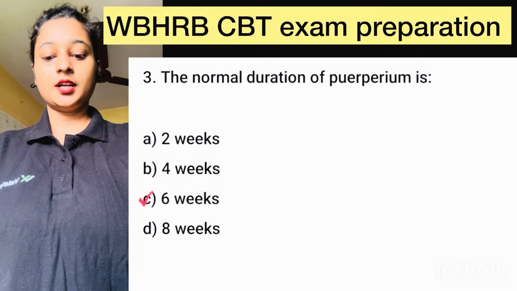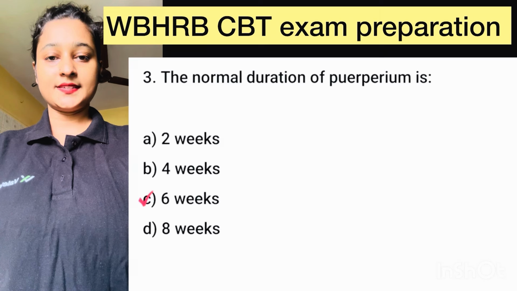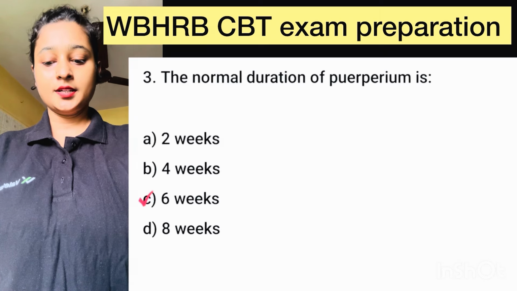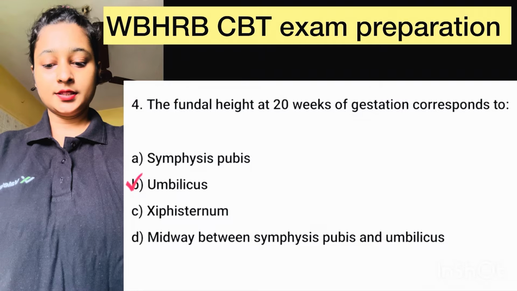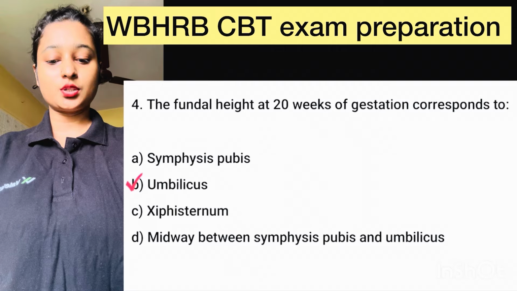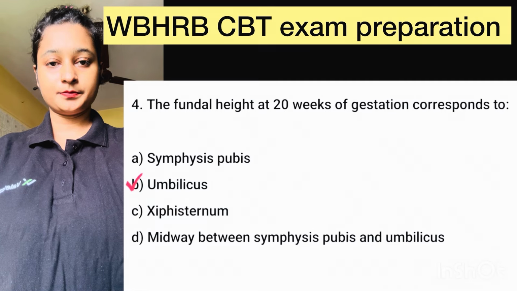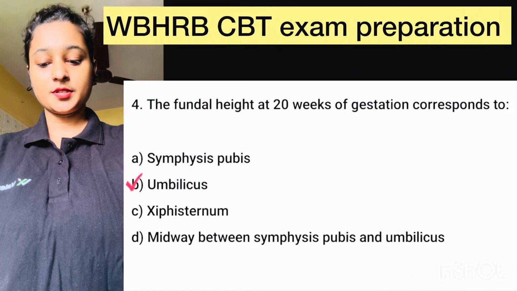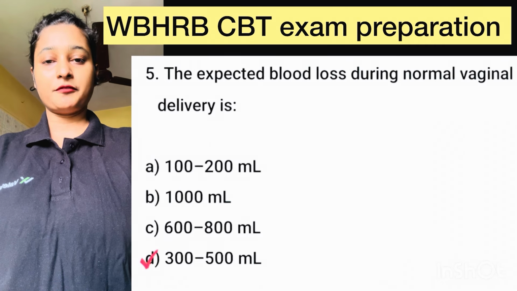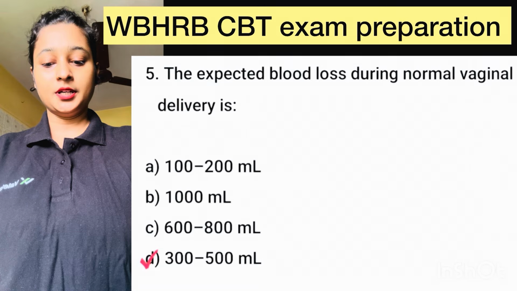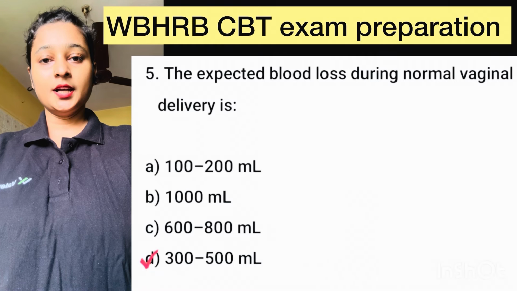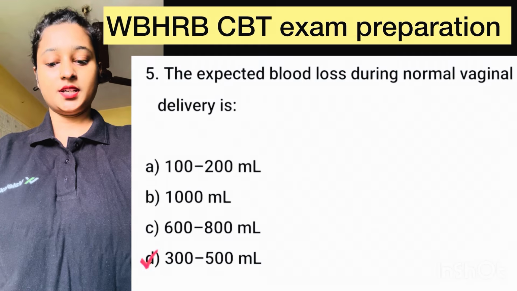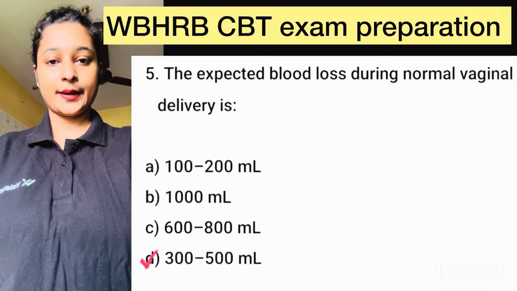Question number 3. The normal duration of puerperium is. Here correct option is option C, 6 weeks. Question number 4. The fundal height at 20 weeks of gestation corresponds for. Here correct option is option B, umbilicus. Question number 5. The expected blood loss during normal vaginal delivery is. Here correct option is option D, 300 to 500 ml.